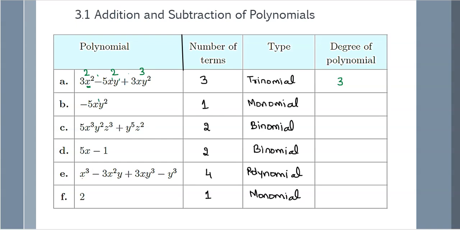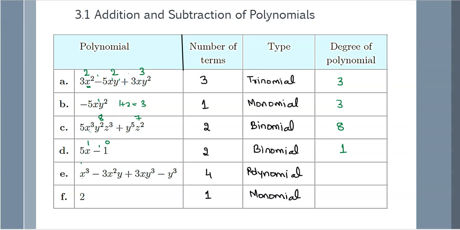Now here, the power of x is 1, the power of y is 2, so the power of the term is 3. So the degree of the polynomial is 3. Let's check here. For the first term, the power is 3 plus 2 plus 3, so 6, 7, 8. Whereas here it's 7. So the degree will be the highest. Here the power is 1 and here it's 0. So it's 1.